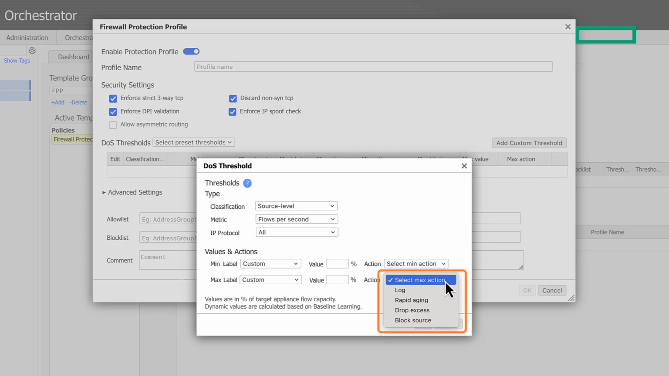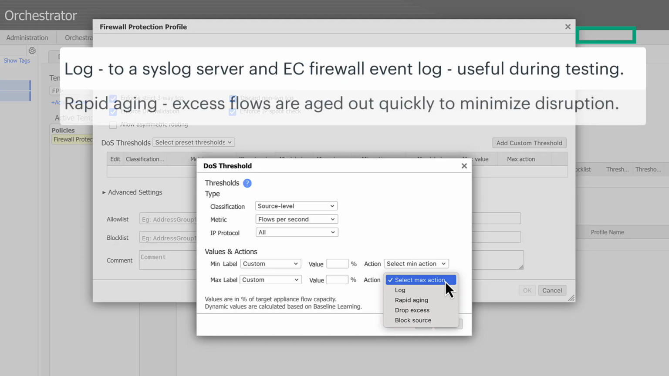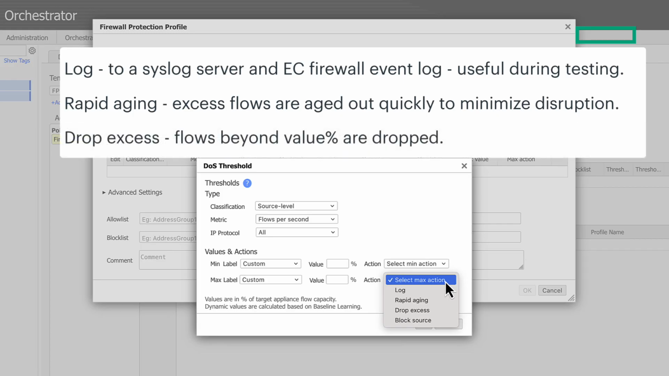You can choose to apply the following actions to excess flows beyond the defined threshold levels. Log the event to a syslog server to track threshold breaches, either for specific source IPs or for an entire zone. No further action is taken. Rapid aging. Excess flows are aged out quickly to minimize disruption. The duration can be set separately under advanced settings, from between 15 to 45 seconds, and the default duration is 20 seconds. Drop XS. Excess flows are dropped to prevent network overload and ensure service continuity.